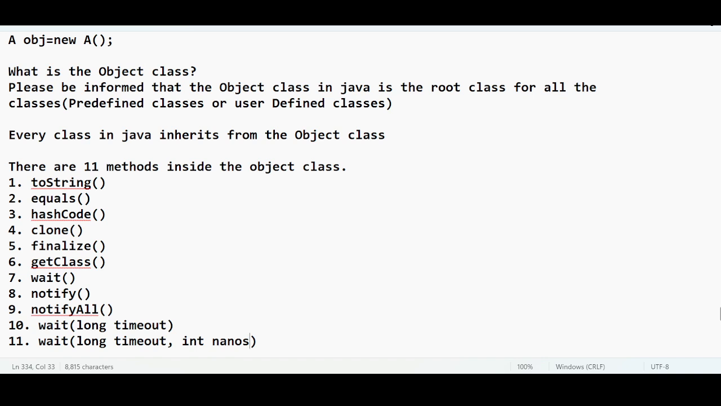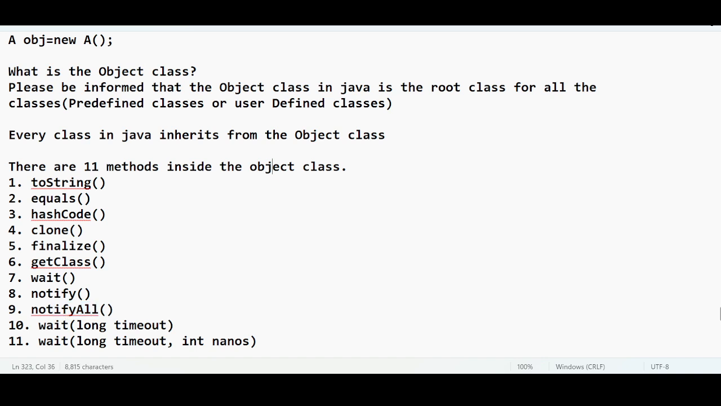Okay, these are the 11 methods. You have the toString method, equals method, hashCode method, clone method, right? And you have the finalize method, the getClass method, the wait method, which is overloaded: a wait method accepting one argument, a wait method accepting two arguments, and the notify and notifyAll methods. Okay, these are the 11 prominent methods that you have under the Object class.